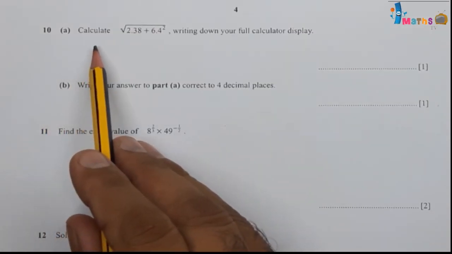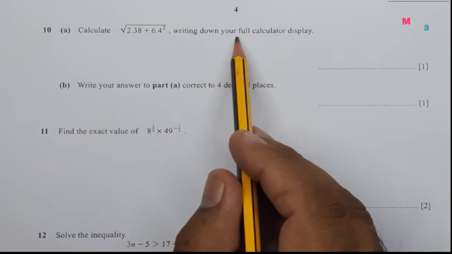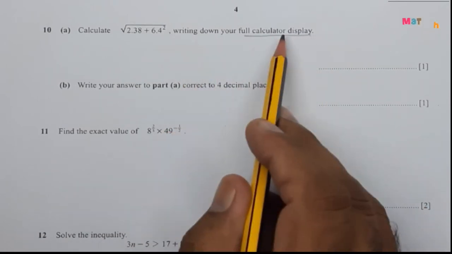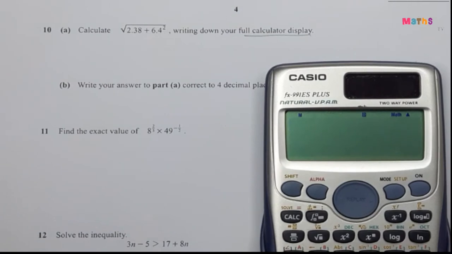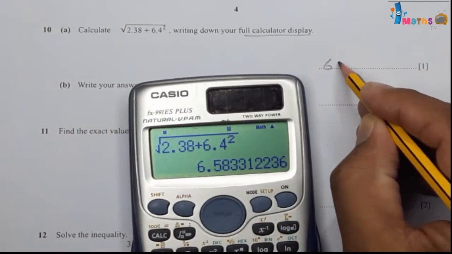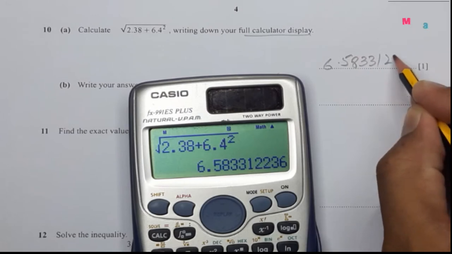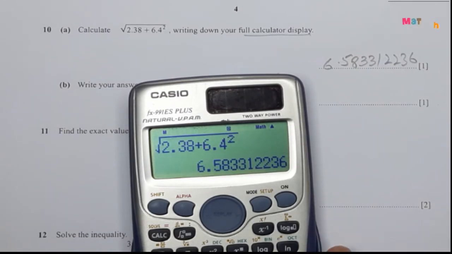Question number 10, A part, calculate this expression is given. Writing down your full calculator display, basically we have to give the full calculator display, so we'll use the calculator for this one. And root 2.38 plus 6.4 square will be equal to this one. This is the calculator display, we will write here 6.58331 2236. This is what we are showing.